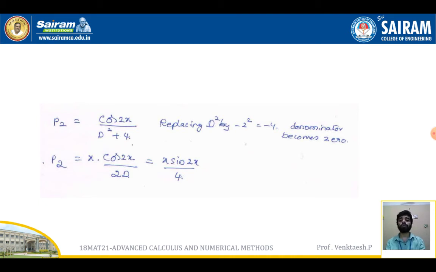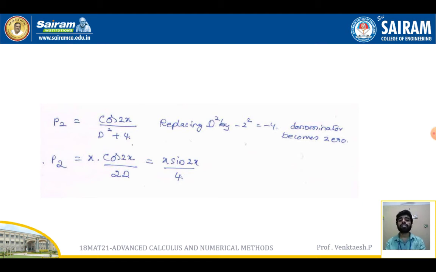So we have to replace d square by minus 2 square, that is minus 4. So on replacing d square by minus 4, the denominator will become 0. So once the denominator is 0, we have to multiply x for the numerator and differentiate the denominator. On differentiating the denominator, d square will become 2d, constant will become 0. So I got the p2 like x cos 2x by 2d.